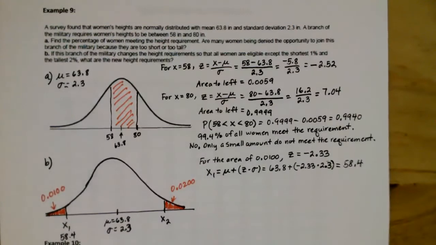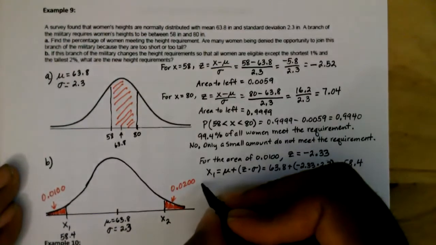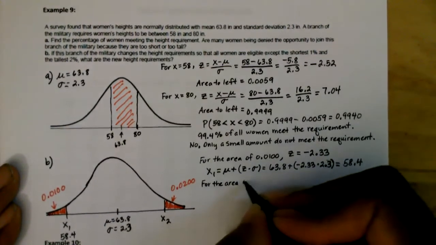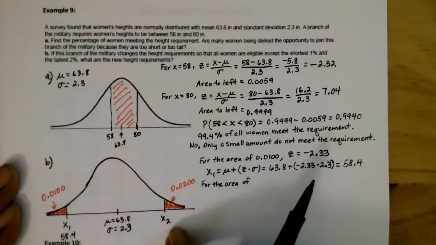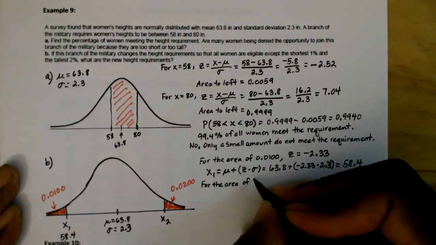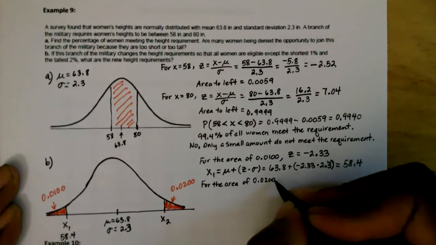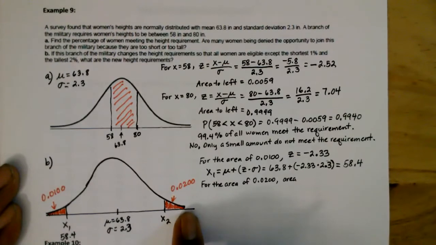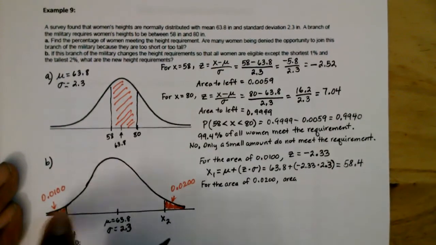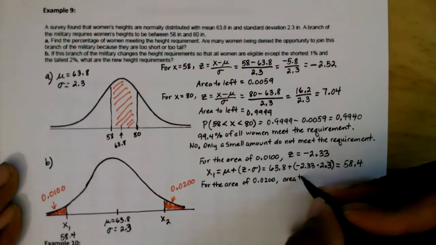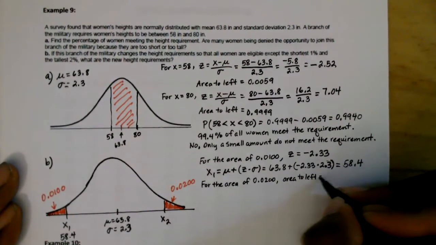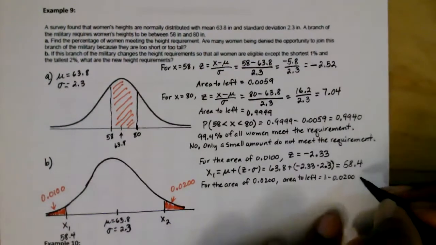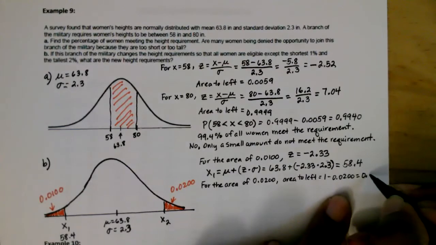But what about x2? Let's see here. For the area of, and in this case, the tallest 2% or 0.0200, I want the area. Notice that this is the area to the right. If I'm going to use the table, I need the area to the left. So this is where I need to do 1 minus 0.0200, which is going to be, in this case, 0.9800.